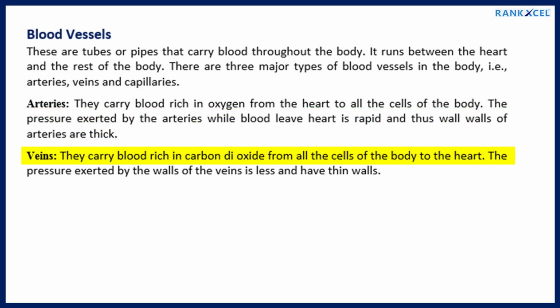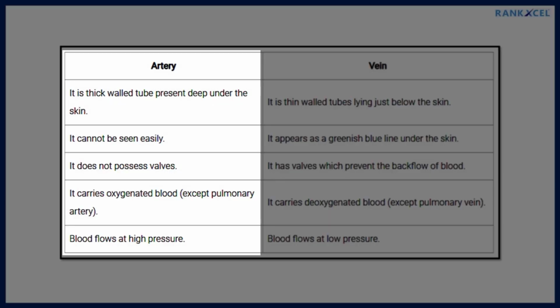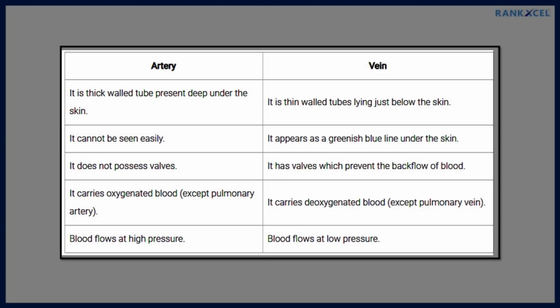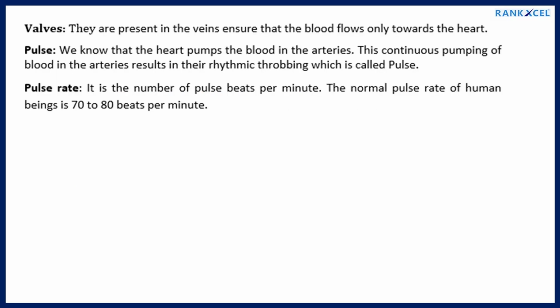Veins carry blood rich in carbon dioxide from all the cells of the body to the heart. The pressure exerted by the walls of the veins is less and they have thin walls. Valves are present in the veins and ensure that the blood flows only towards the heart.